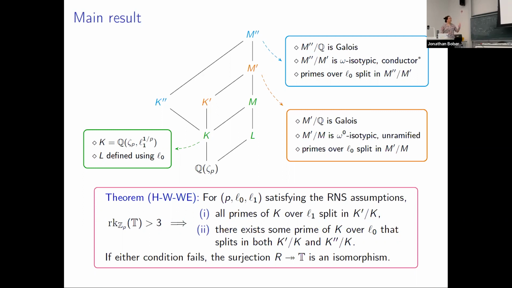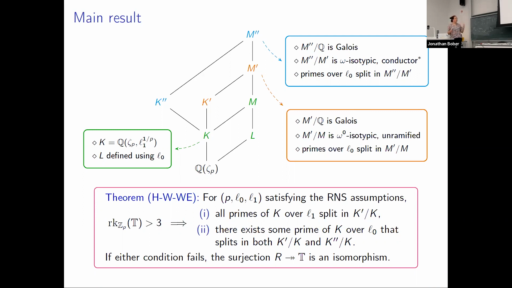And so what's happening, first I just want to say that if condition one is met, then M double prime exists. So that's how we know if M double prime exists. And what I want you to take away by the end of the talk is that conditions 1 and 2 control the size of R. So if one of the conditions fails, then that means that R is small. And so by our setup, we'll be able to conclude that R equals T.